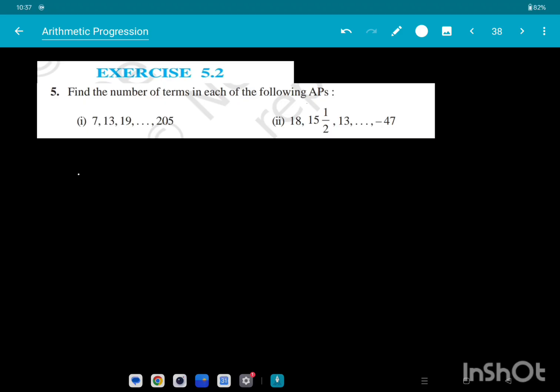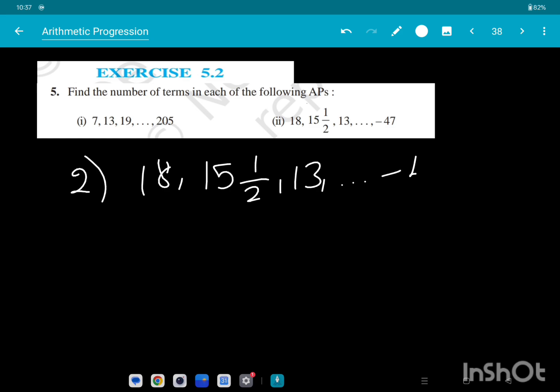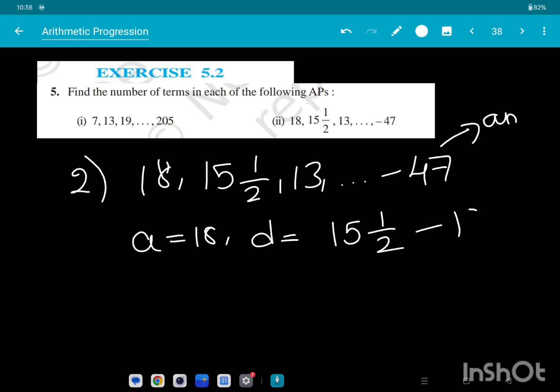Now what is the second problem here? 18, 15 1/2, 13 and so on, minus 47. Here also we need to find how many terms, which means I need to make sure an is equal to minus 47, and we will find how many terms are there, which means we need to find the n value. So here the a value is 18 and I need to find the d value. D value means 15 1/2 minus 18.